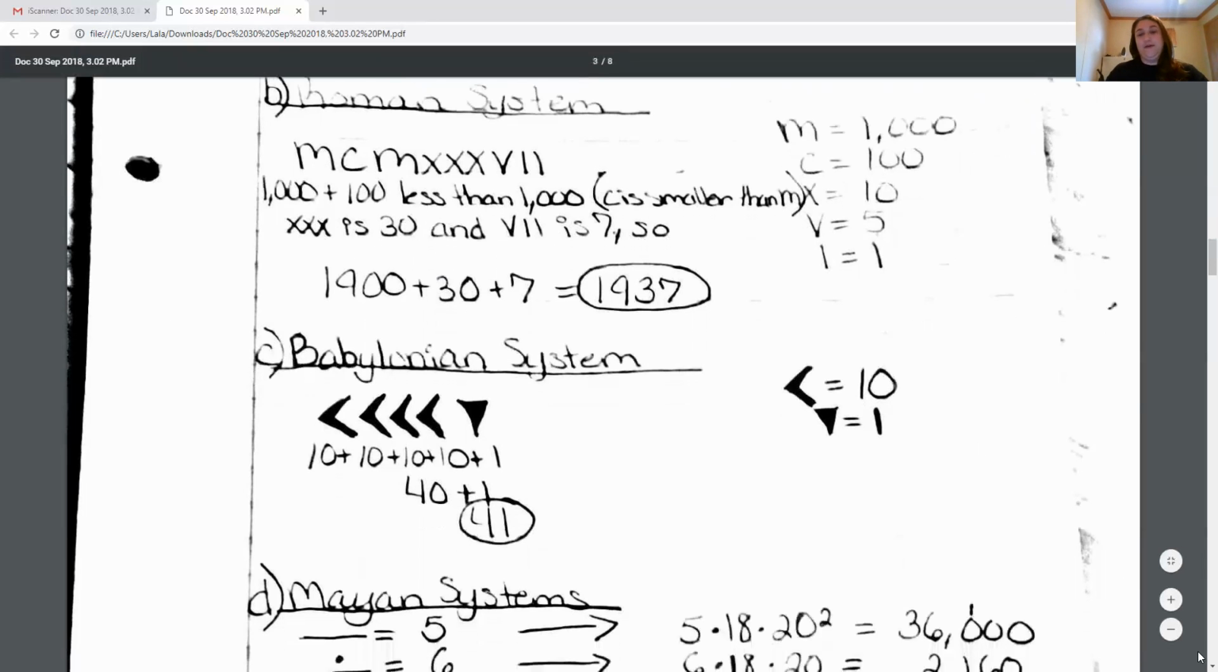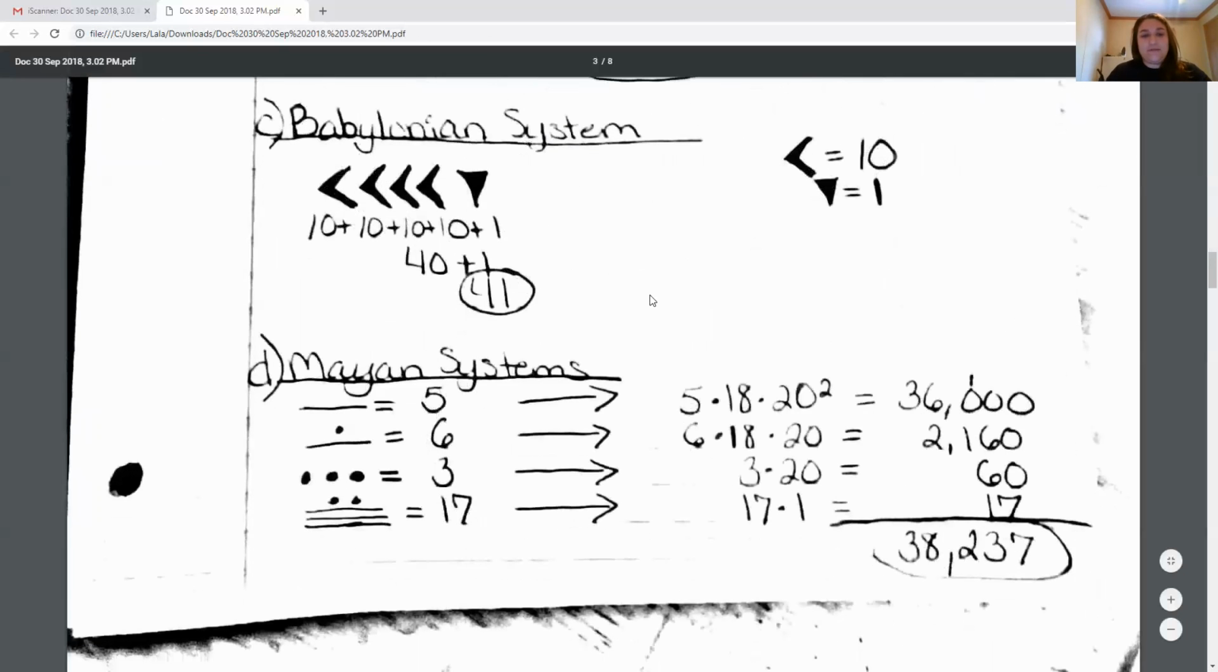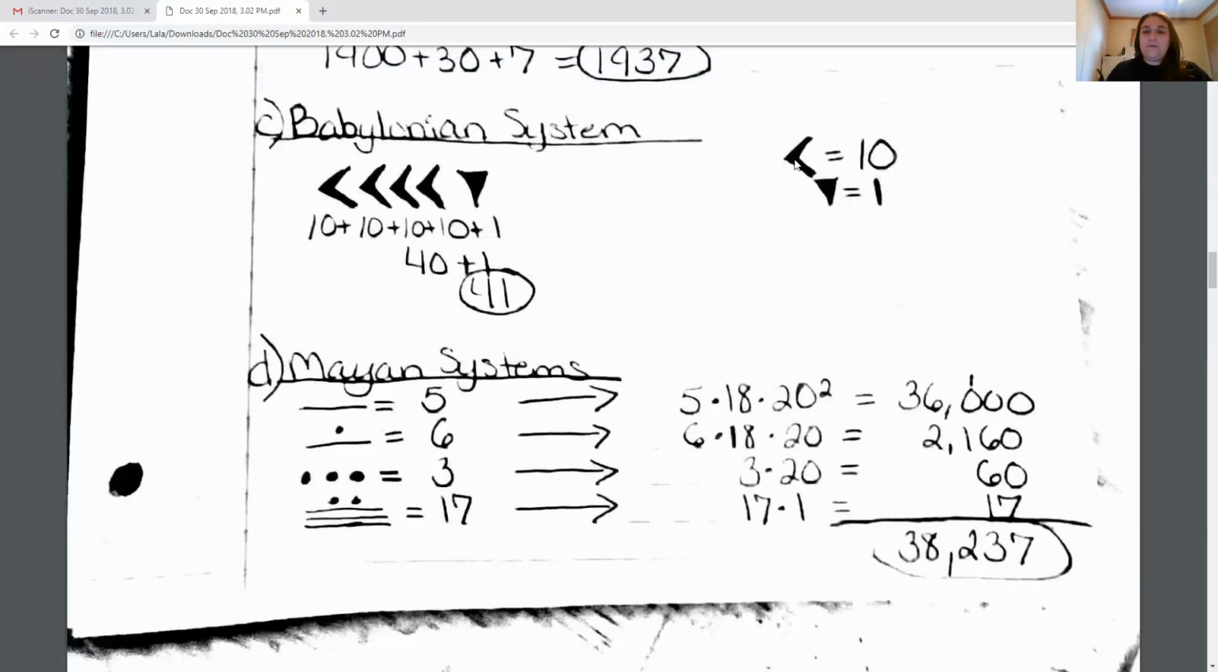Here's an easy one for you guys. It gives us 2 symbols. We've got the Babylonian system. This little shape, like an arrow kind of pointing, is equal to a 10, and then this triangle upside down is equal to a 1. So we have 4 of those pointed arrow things, which each one equals 10, and then the upside down triangle is 1. So we got 40 plus 1, which is 41.